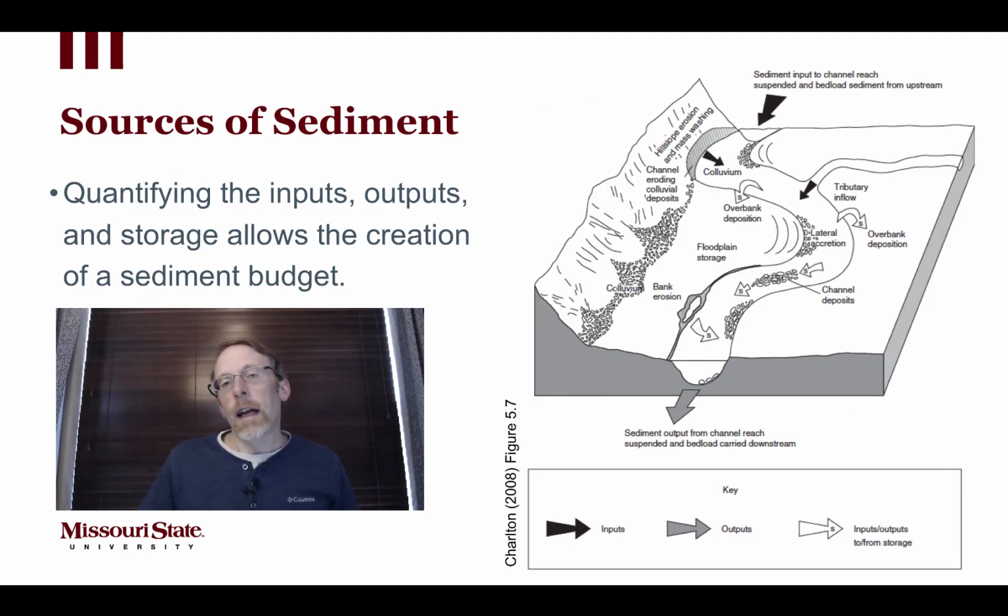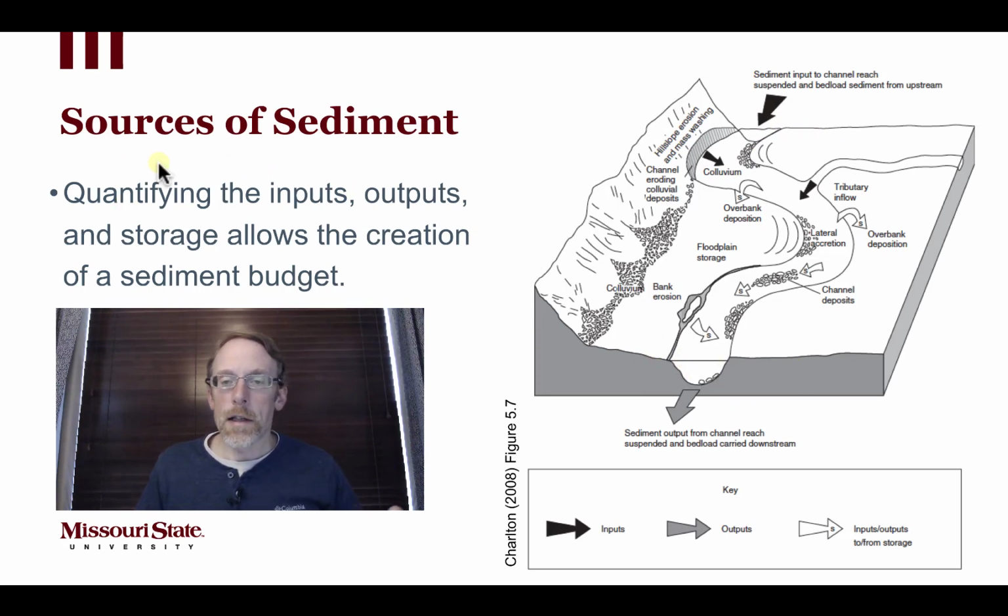So to get us towards answering that question, we need to think about some of the processes that are going on in the stream channel and the adjacent floodplain. And so let's think about a stream reach here. So we're not thinking about the whole watershed, just a stream reach. And in the diagram here, we go from the upstream end to the downstream end.